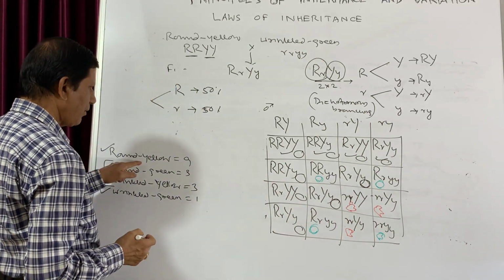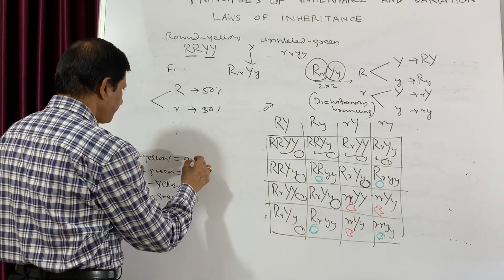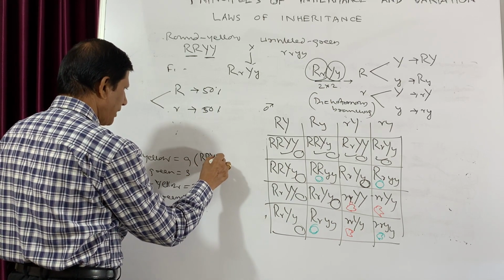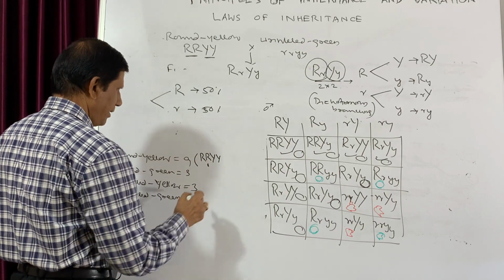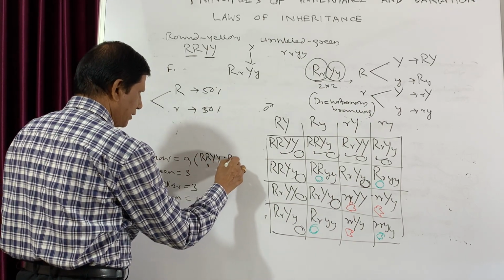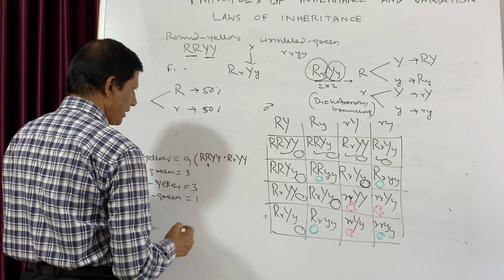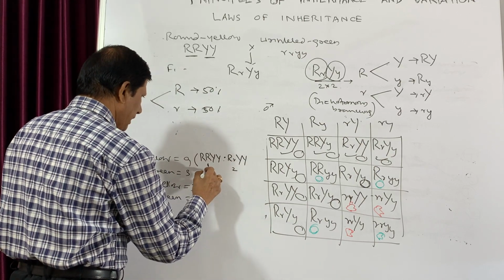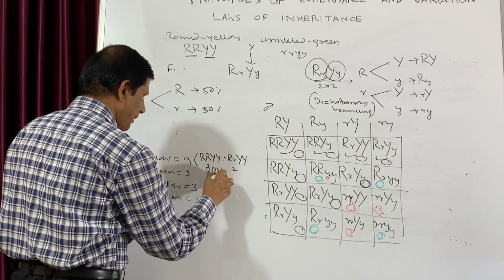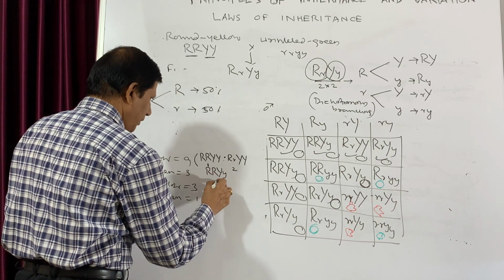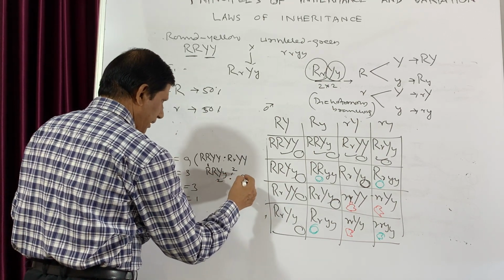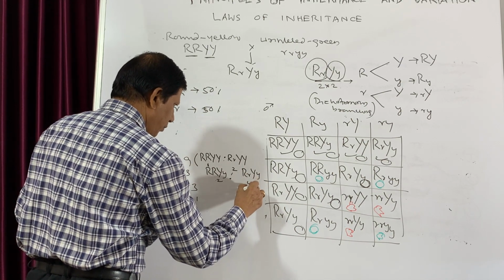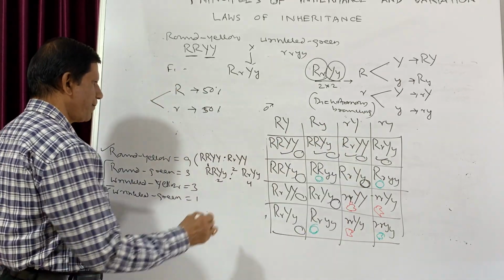Now see the round and yellow. The round and yellow, these are capital R, capital R, capital Y, capital Y, 1. Then capital R, small r, capital Y, capital Y. These are 2 in number. Then there is a capital R, capital R, capital Y, small y. These are 2 in number. And then there is a capital R, small r, capital Y, small y. These are 4 in number. From this checkerboard also you can see.